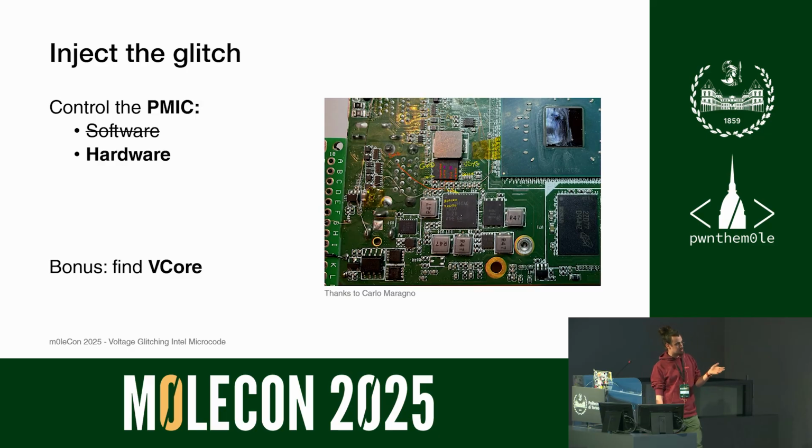And while you're there, you can also find vCore, which is the core voltage, essentially, the voltage that you care about. And then you can use that to double check that you are actually changing the voltage of the CPU like you would like to.